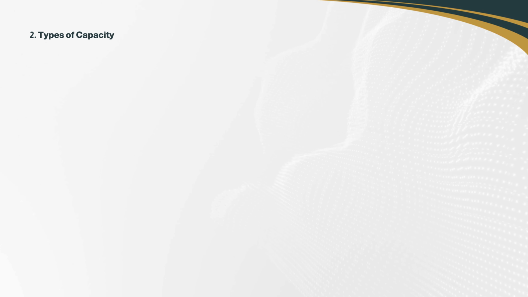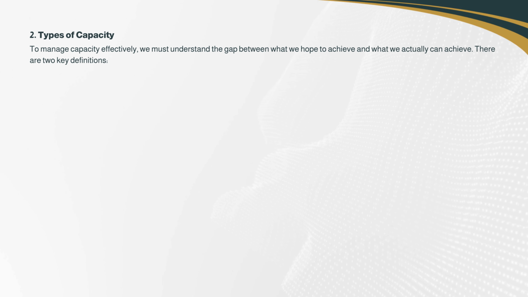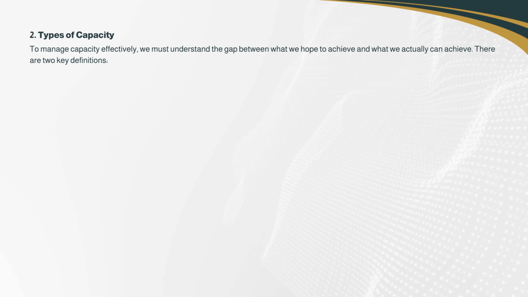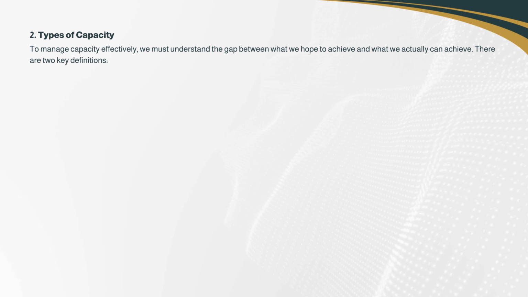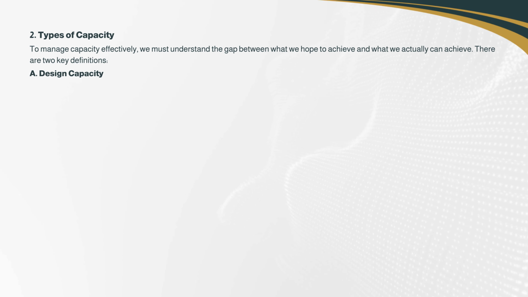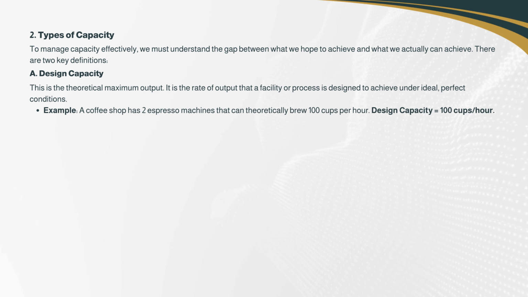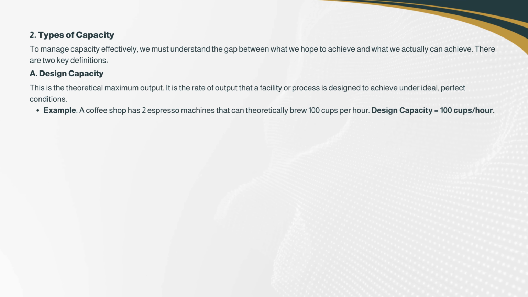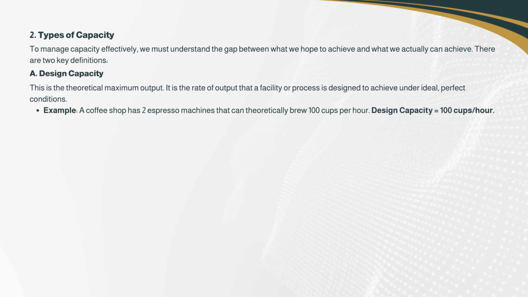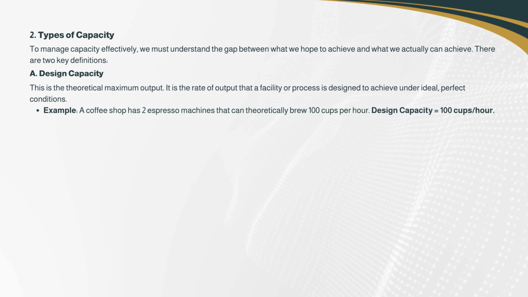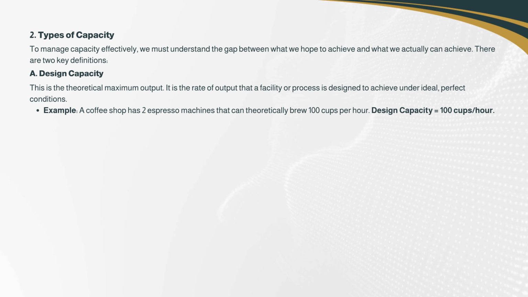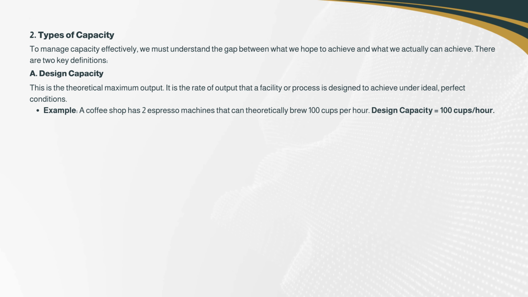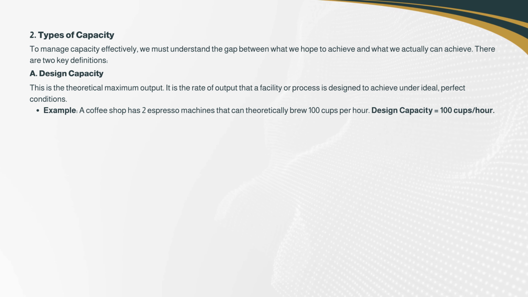2. Types of capacity. To manage capacity effectively, we must understand the gap between what we hope to achieve and what we actually can achieve. There are two key definitions. A. Design capacity. This is the theoretical maximum output. It is the rate of output that a facility or process is designed to achieve under ideal, perfect conditions. Example: a coffee shop has 2 espresso machines that can theoretically brew 100 cups per hour. Design capacity equals 100 cups per hour.